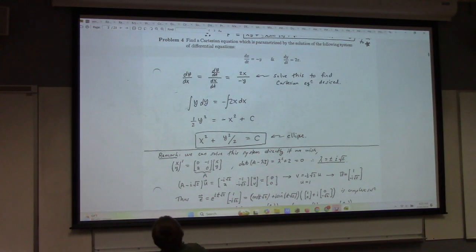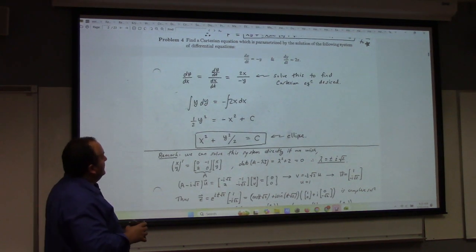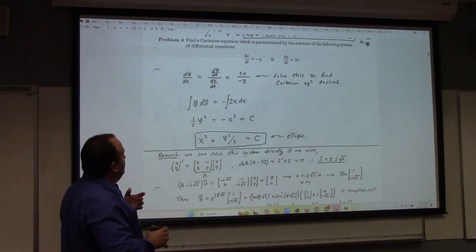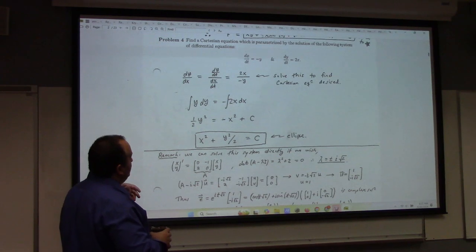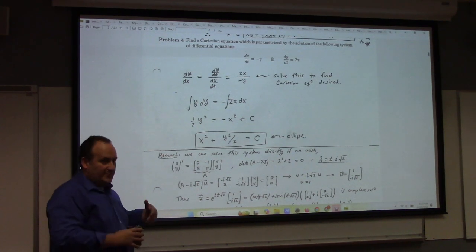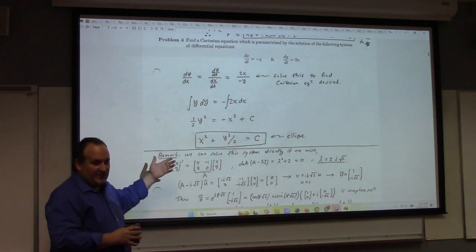wording I use in this problem, it's a little cagey, right? Find the Cartesian equation, which is parametrized by the solution to the following system of differential equations. So I thought, in addition to what's asked in this problem, it might be interesting if I actually just solved the system directly and showed you that it worked, right? So that's what I do next. This was not part of the solution, it's just extra.